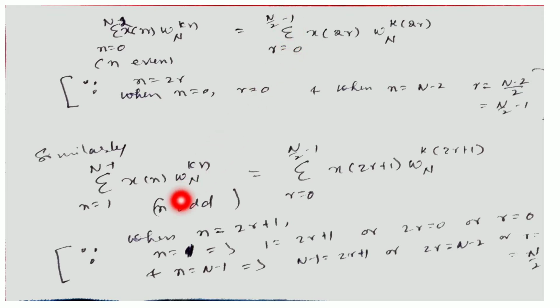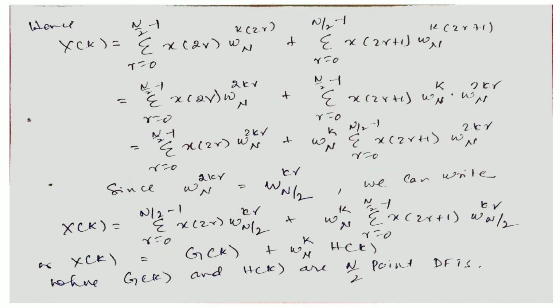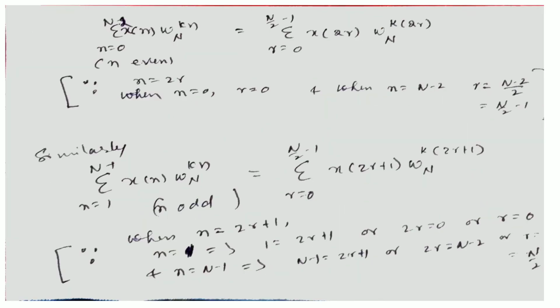Similarly, in order to get the odd indexed values of x[n], we are replacing n with 2r plus 1. So the summation of x[n] W_N^(kn) with n equal to 1 to N-1 is given by this particular equation. Here also we need to modify the limits. So we are substituting n is equal to 2r plus 1 here. When n is equal to 1, then we get r is equal to 0. Similarly, when the upper limit is N-1, the value of r would be again N/2 minus 1. Here we are able to see only N/2, but actually it is N/2 minus 1.